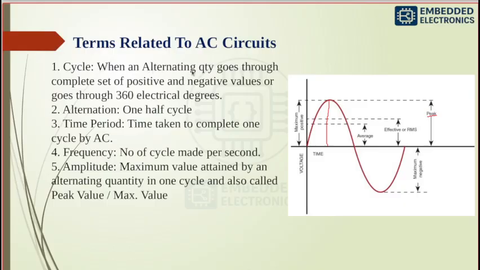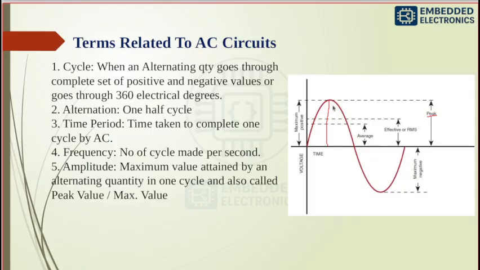Then terms related to AC circuit. When an alternating quantity goes through a complete set of positive and negative values, so this is positive and this is negative, or goes through 360 electrical degrees. So alternation is nothing but one half cycle. The time taken to complete one cycle is nothing but time period. Frequency is inverse to the time period. So frequency is nothing but the number of cycles made per second.